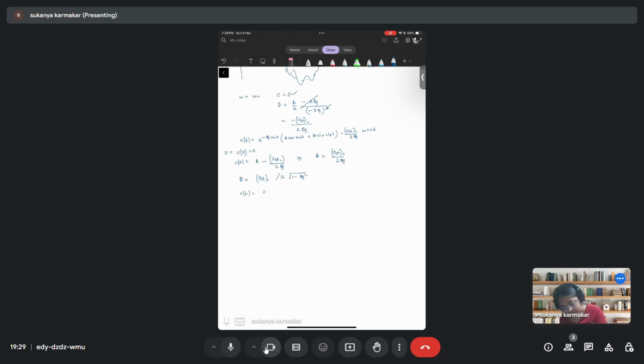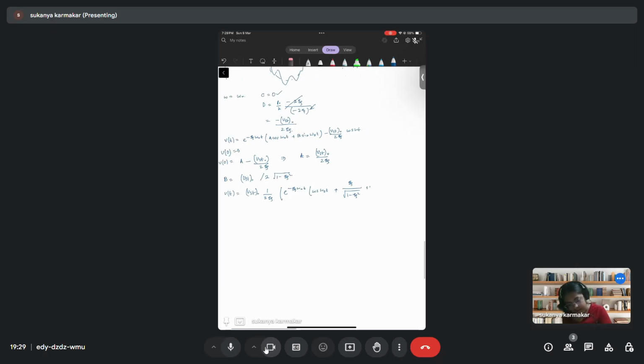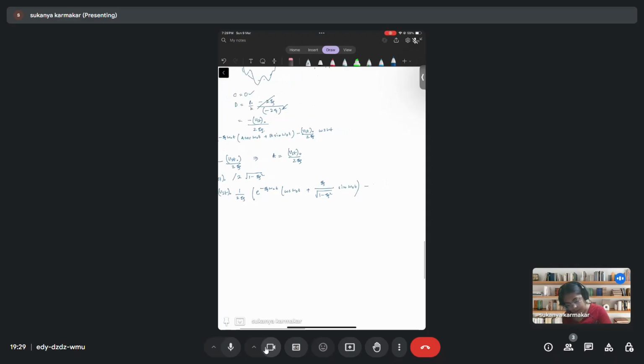And finally your u of t will be of the format ust naught by 1 by 2 zeta e to the power minus zeta omega nt, cos of omega dt plus zeta by under root of 1 minus zeta square sine of omega dt, minus cos of omega nt.